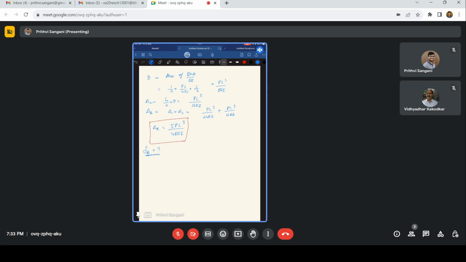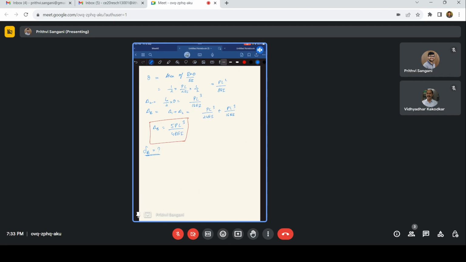What about BC? The length is 6. Capital M is 4 times x by 2, that is 2x square. But my small m is 0 because there is no bending moment developed here. So delta C is defined only by the member AB: the integral of (9 minus x)(72x minus 4x square minus 396) divided by EI dx, ranging from 0 to 9.